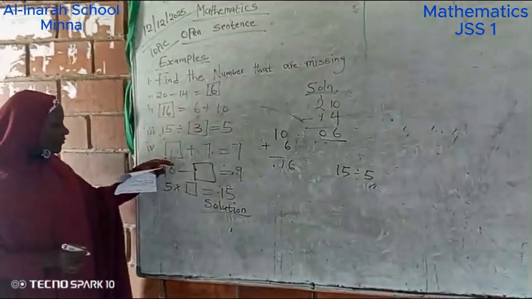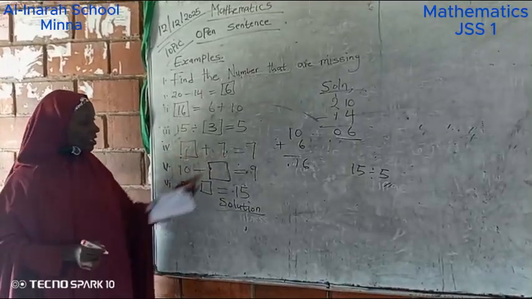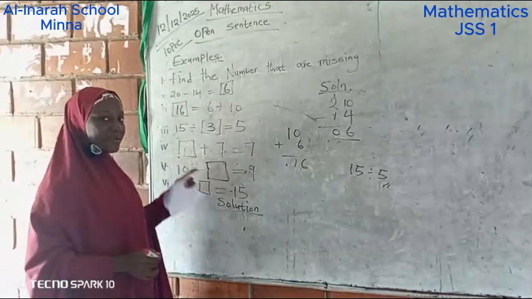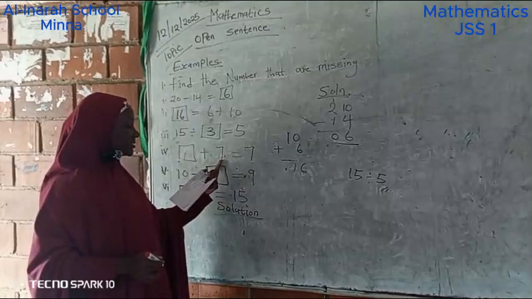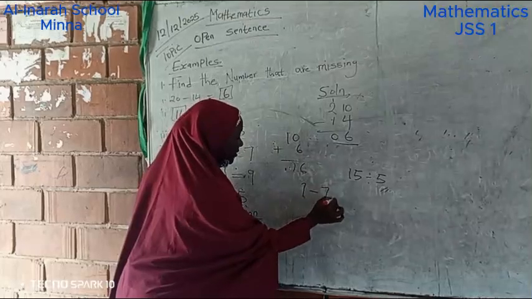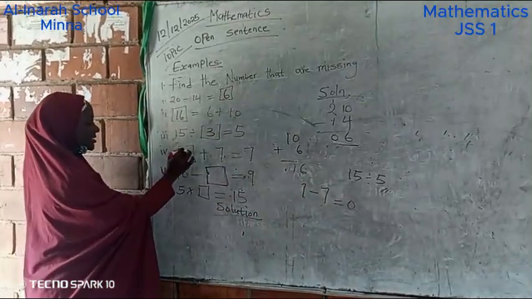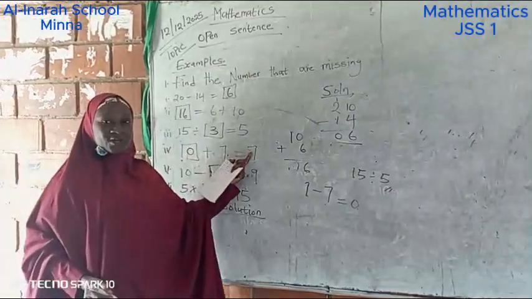Here we have a missing number plus 7, which will give us 7. And for us to get the missing number here, we are going to say 7 minus 7. And 7 minus 7 will give us 0. Our answer is 0. That means 0 plus 7 will give us 7.